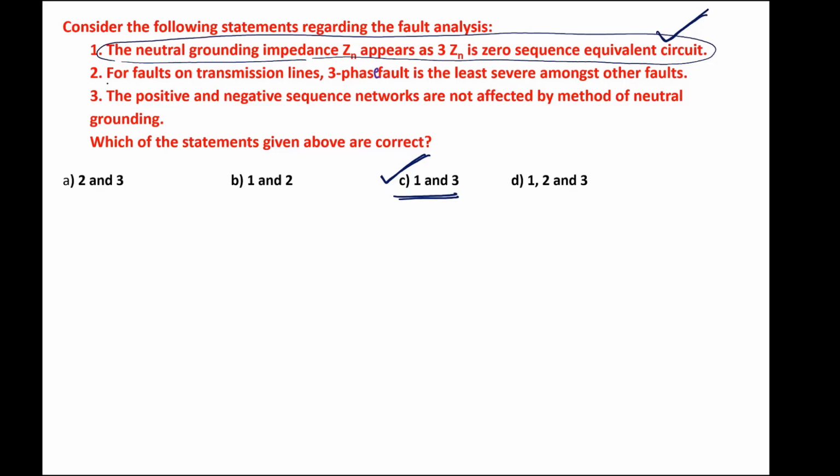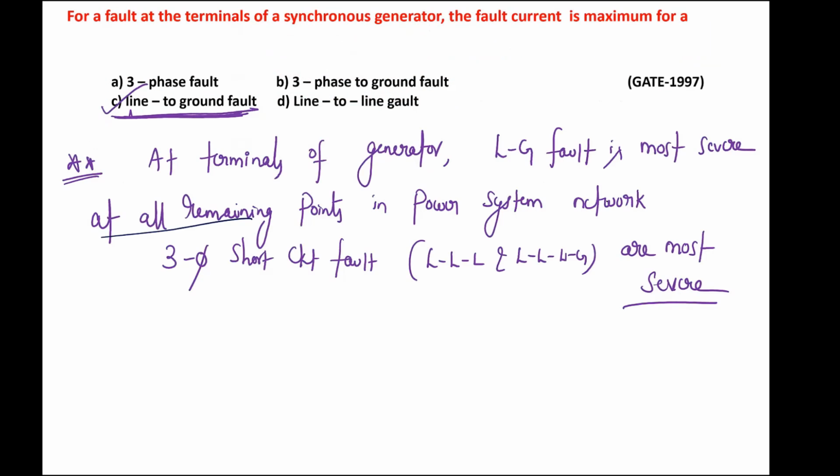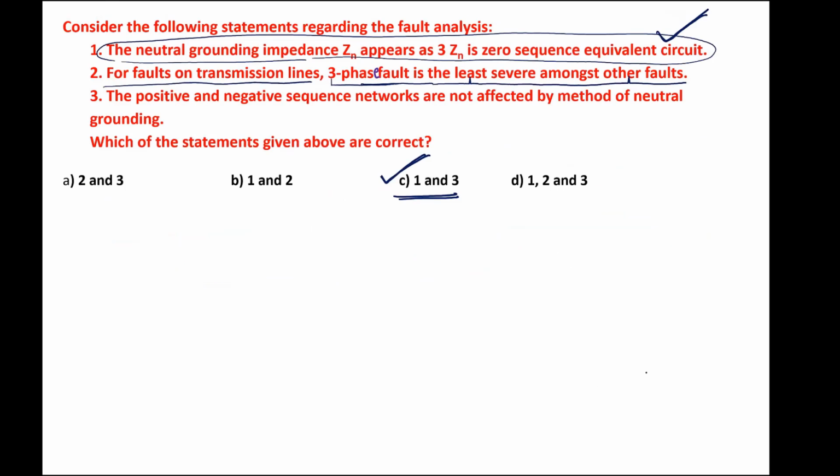Now see, for a fault on a transmission line, the three-phase fault is the least severe amongst other faults. No. For any point apart from the generator terminal, the three-phase fault is the most severe. That only we have discussed. At all remaining points in the power system network, the three-phase fault is the most severe. So the second statement is wrong. Since the fault is in the transmission line, the three-phase fault is the most severe fault.